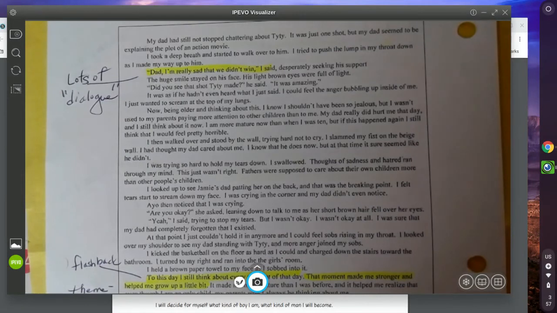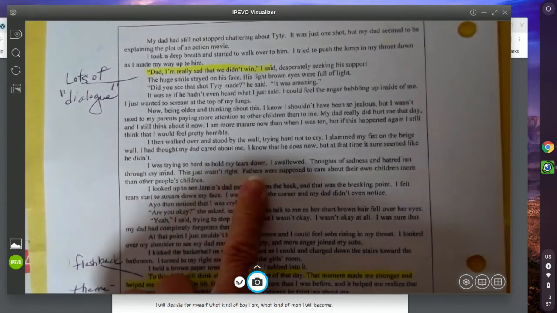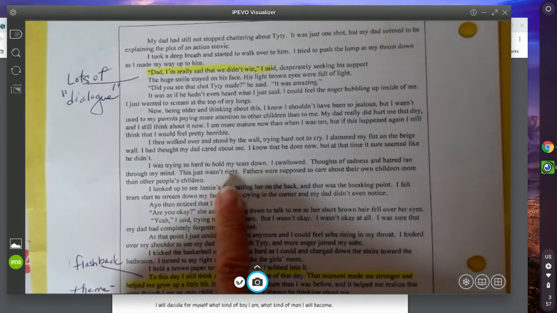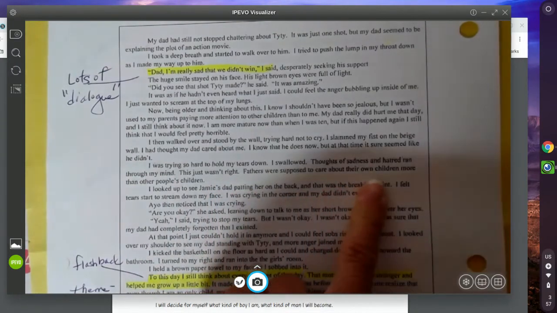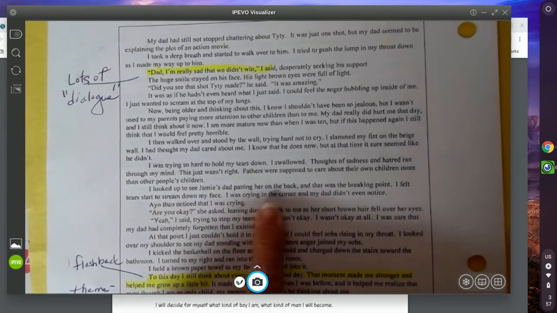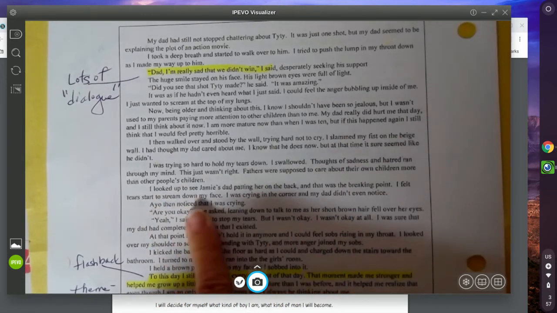I slammed my fist on the beige wall. I had thought my dad cared about me. I know that he does now, but at that time, it sure seemed like he didn't. I was trying so hard to hold my tears down. I swallowed. Thoughts of sadness and hatred ran through my mind. This just wasn't right. Fathers were supposed to care about their own children more than other people's children. I looked up to see Jamie's dad patting her on the back, and that was the breaking point. I felt tears start to stream down my face.